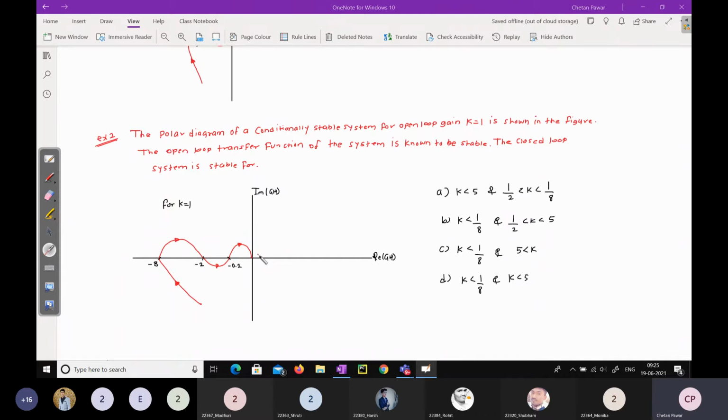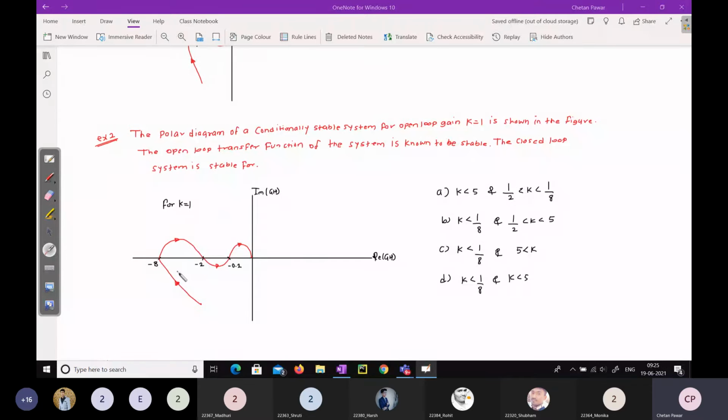But we don't have the open loop transfer function, so you can't find the answer that way. That is a wrong method. Okay, so this is the polar plot. By using the polar plot method only, you can find the answer here. Here they have given the polar plot for K equal to 1.